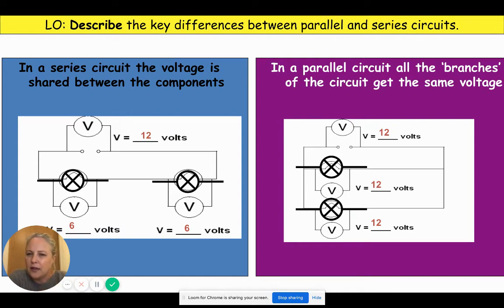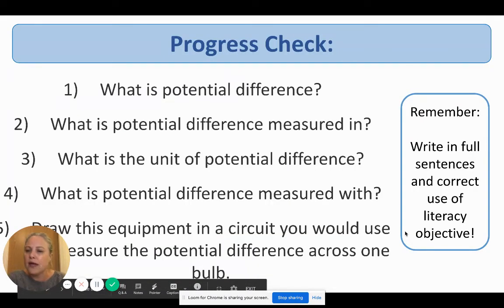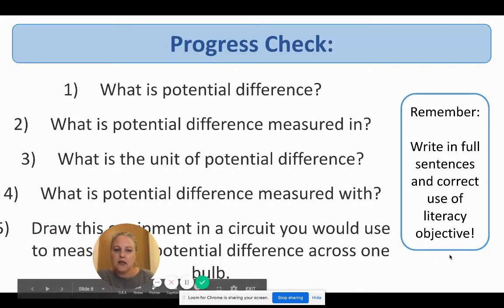So what would that look like in the bulbs? The ones on the blue side would only get 6 volts, whereas the ones on the purple side would get 12. So what would that look like to an observer? What would the difference be? You'd notice that the ones in parallel would be brighter. Yeah, brilliant, well done.